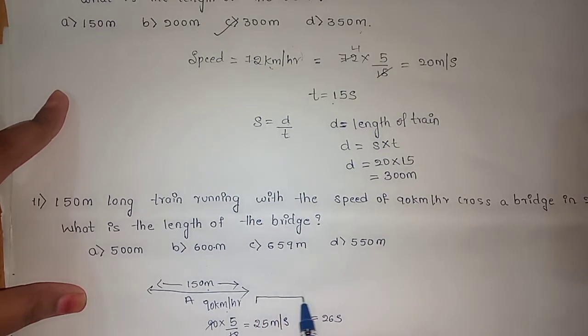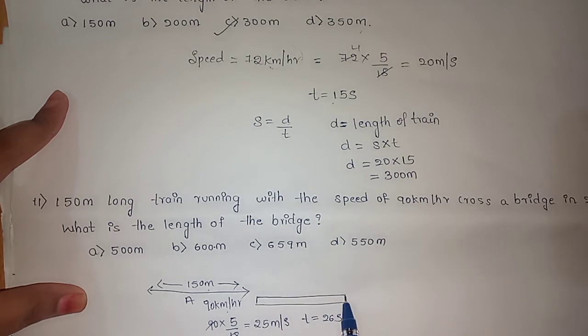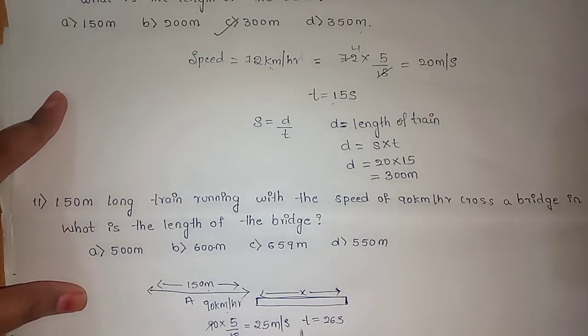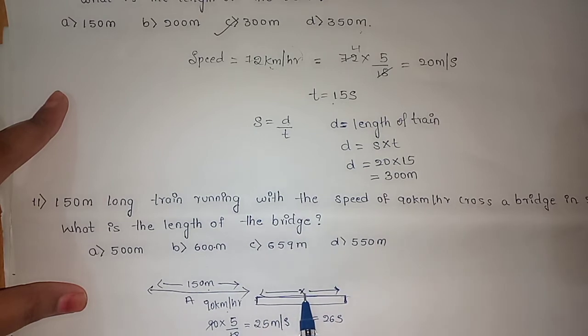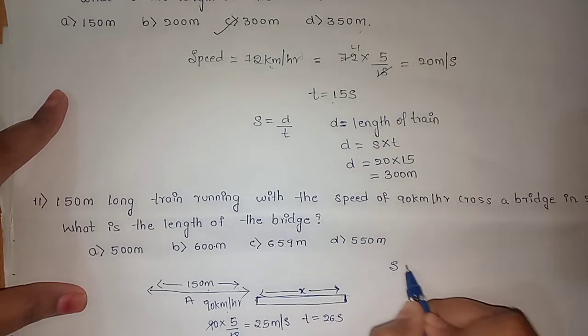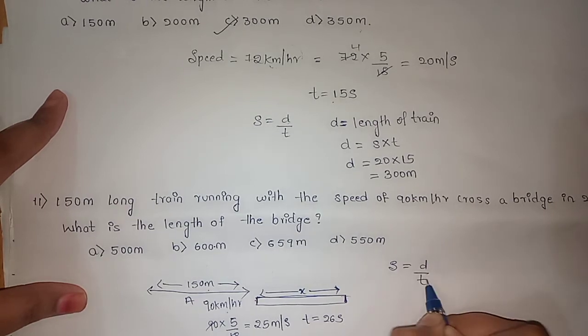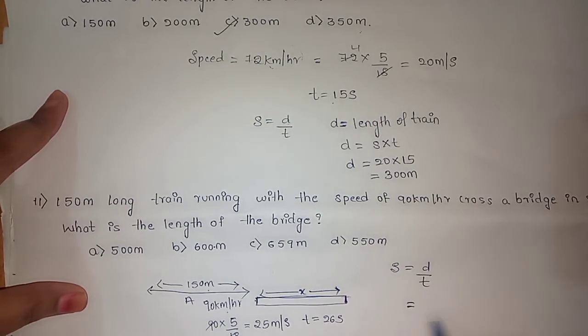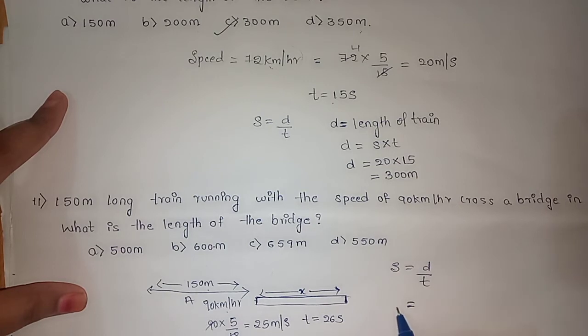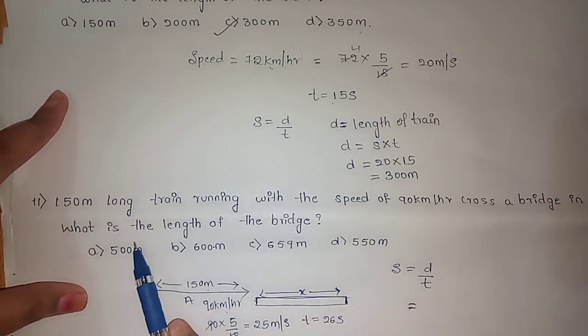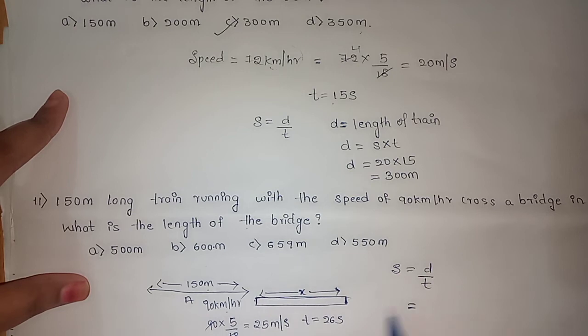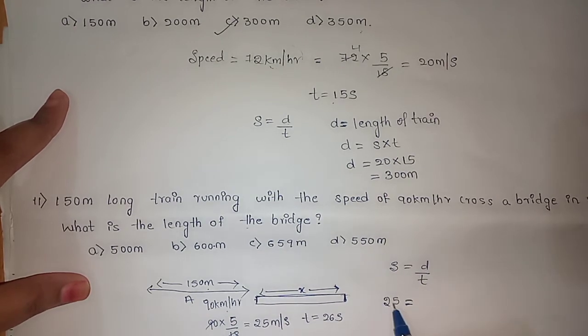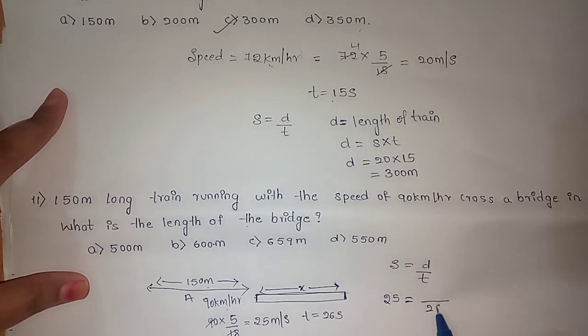Here there is a bridge of length x. The length is not given, so consider the length of the bridge as x. Speed is distance by time, right? Here the speed is given. The question is to find the length of the bridge. Speed is 25. Time is given as 26.